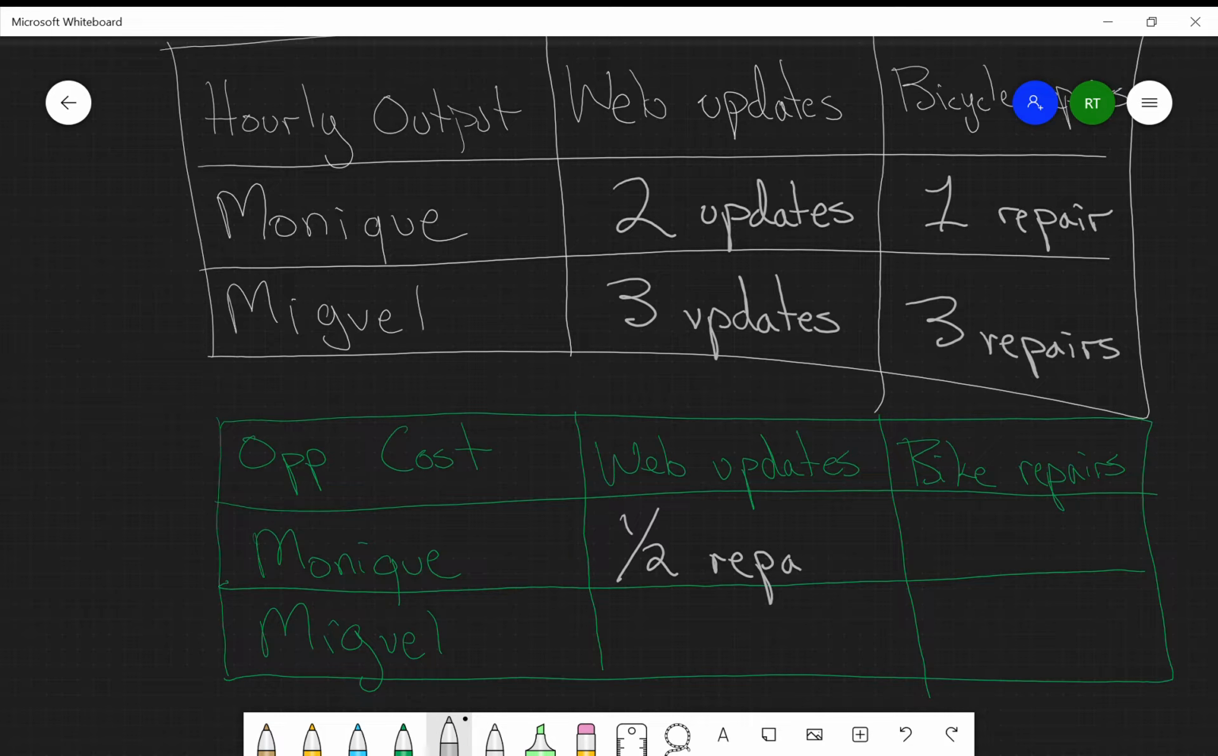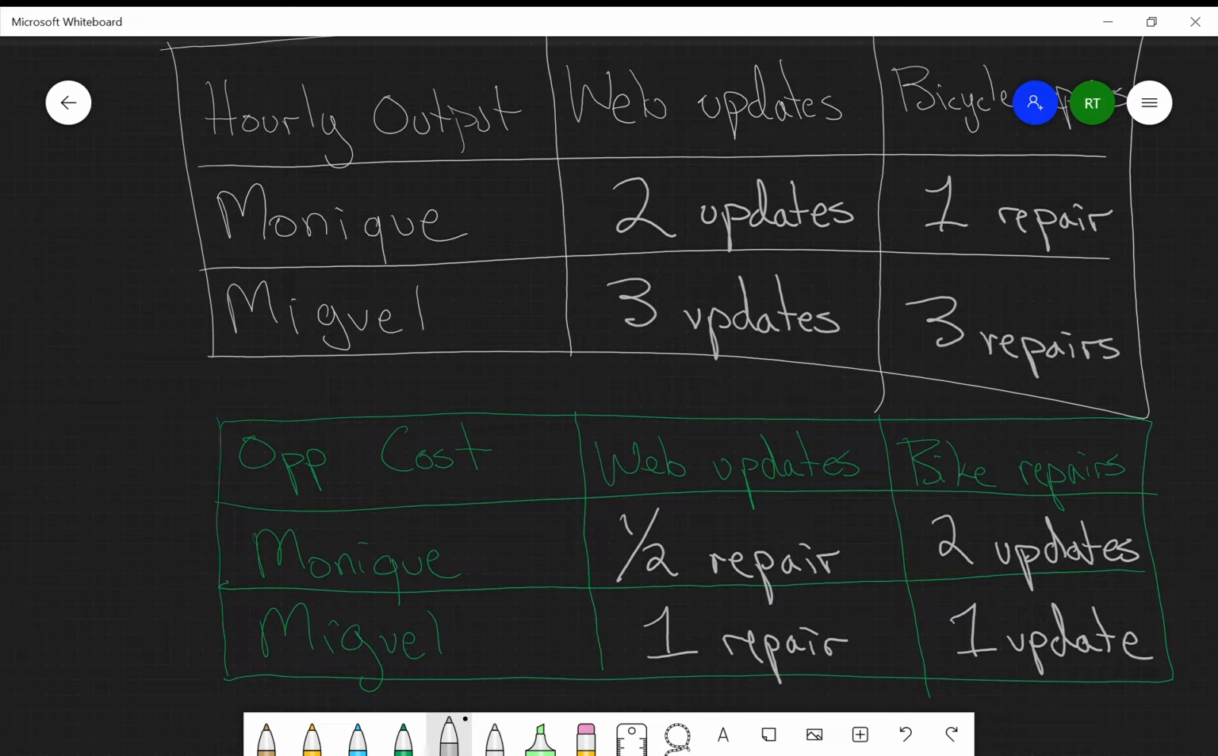And in a similar way, how many web updates is Monique giving up? What's the opportunity cost when she does a bicycle repair? 2 updates. And with Miguel, it ends up being pretty easy, right? It's a 1-for-1.